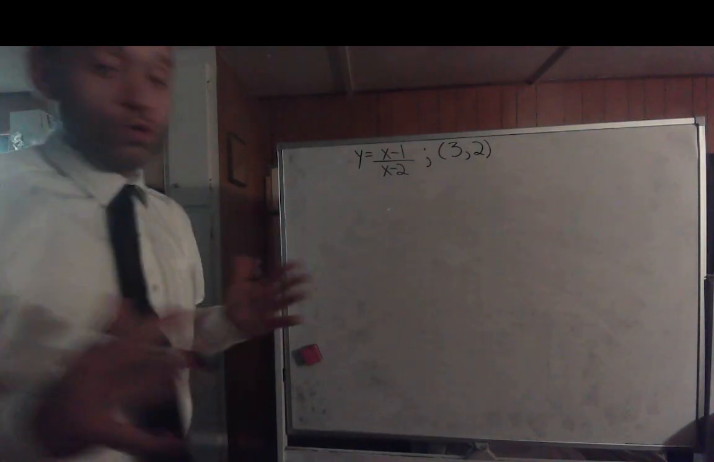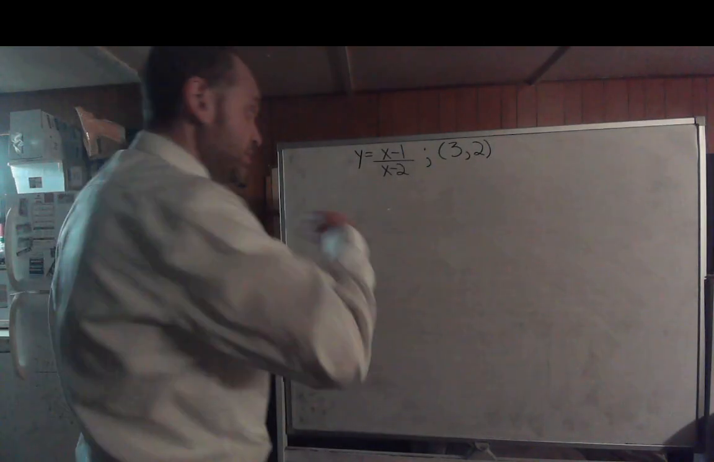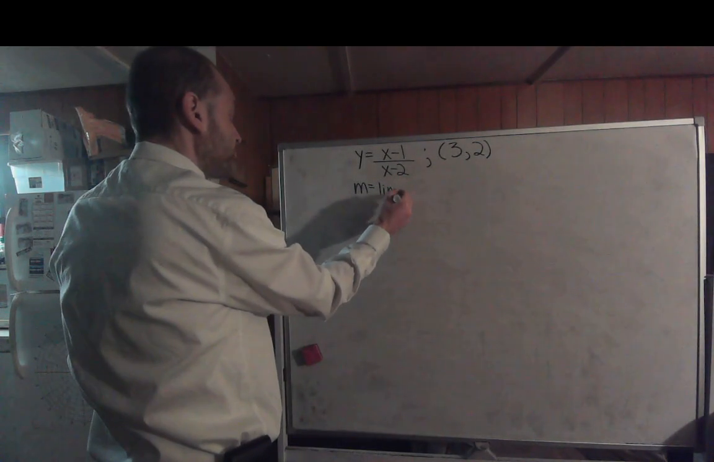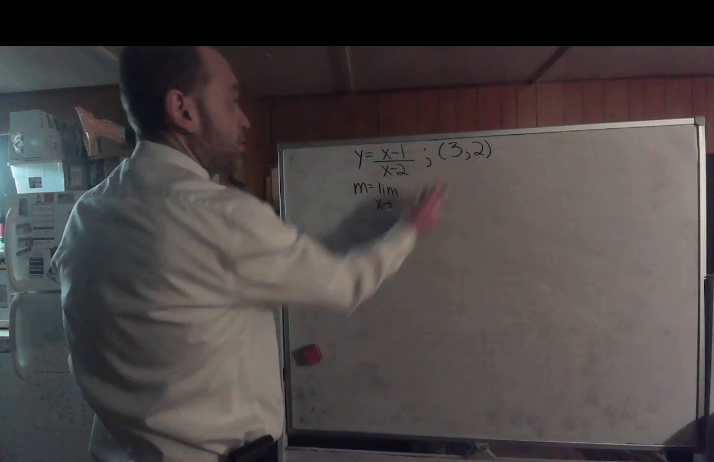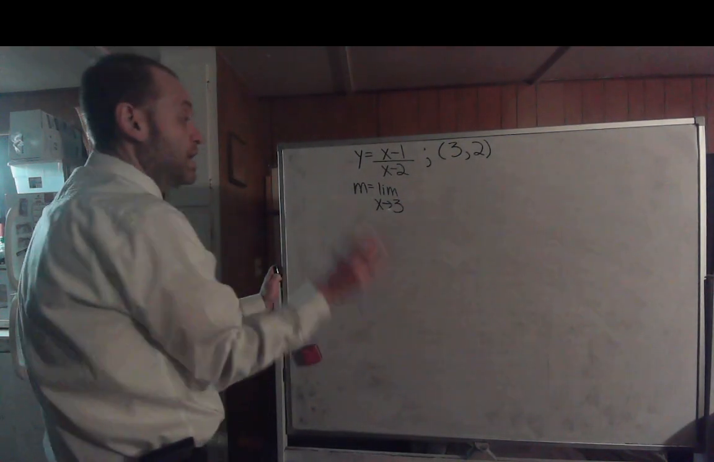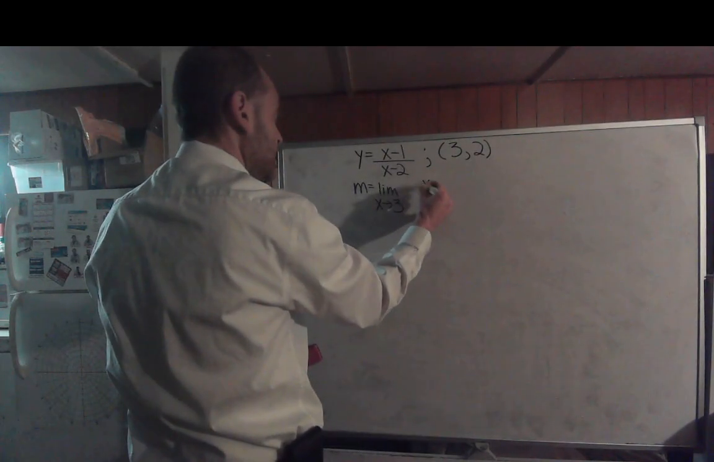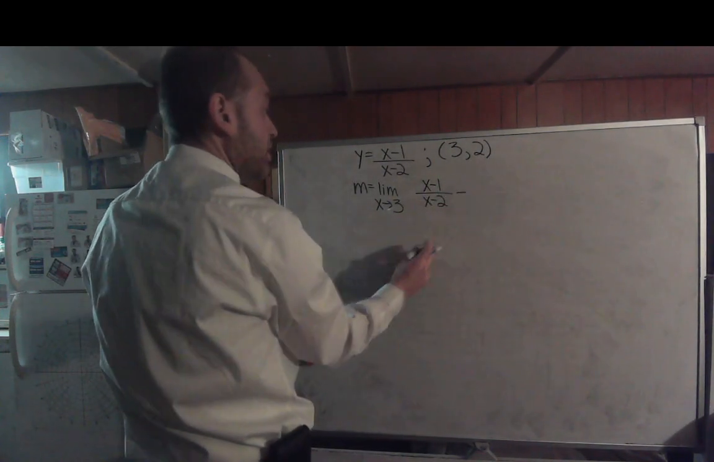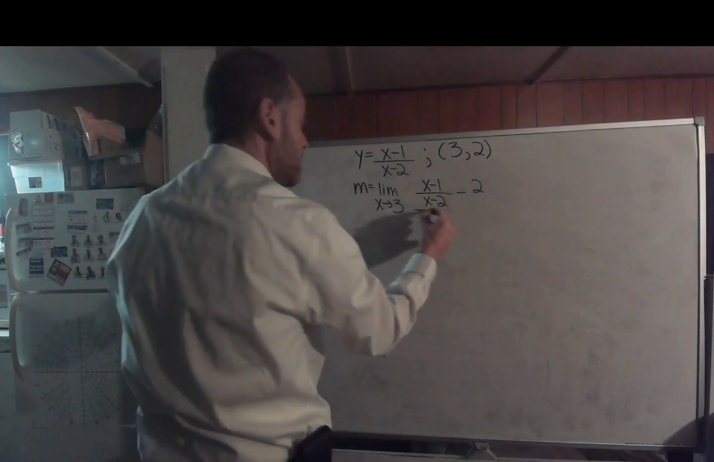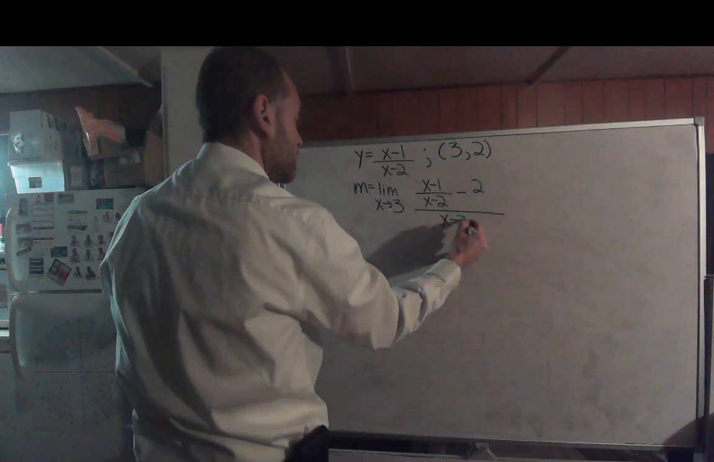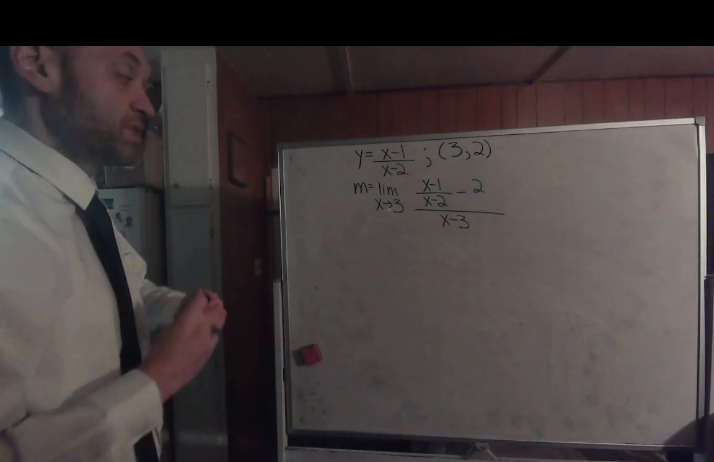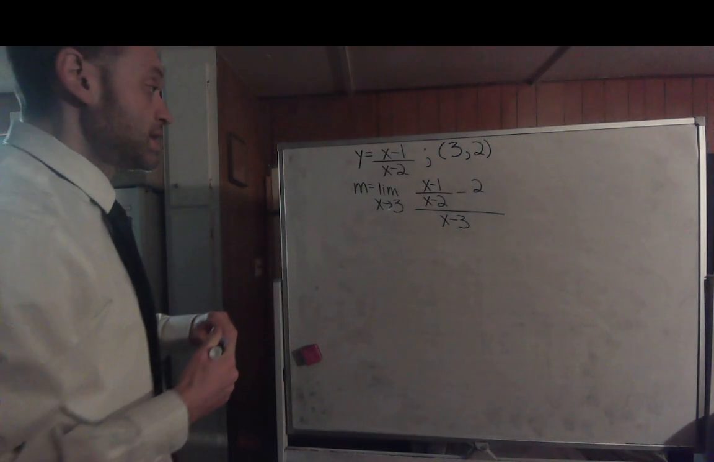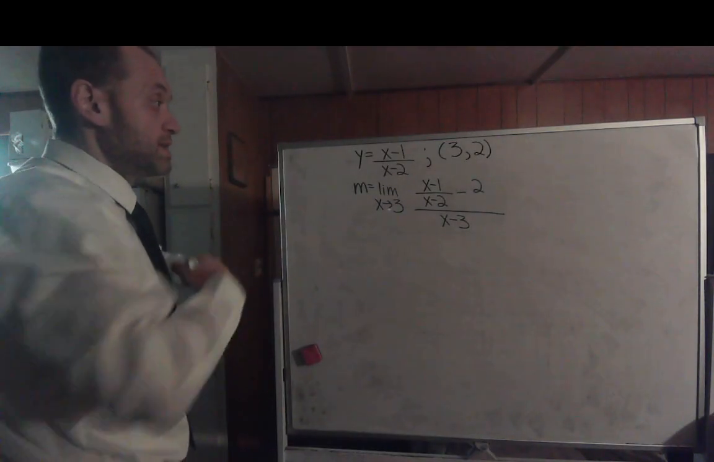Well, in order to do that, let's go ahead and set up our limit formula. So the slope equals the limit as x approaches our value of 3 of f of x, which is (x minus 1) over (x minus 2), minus our f of a, which is 2 itself, all over x minus 3. So yes, we're going to end up with a complex fraction. It's not going to be a whole lot of fun, but that's what it is. So let's go ahead and start simplifying.